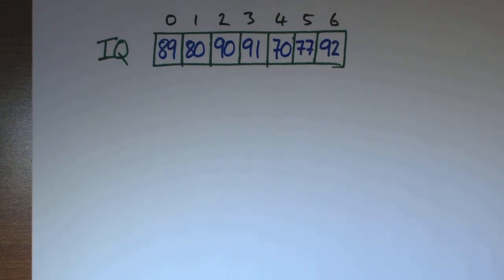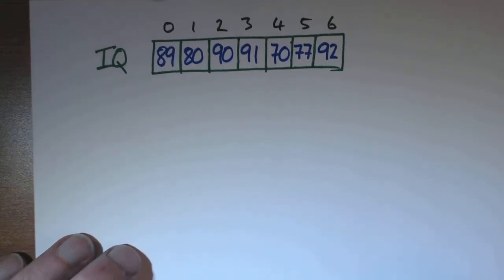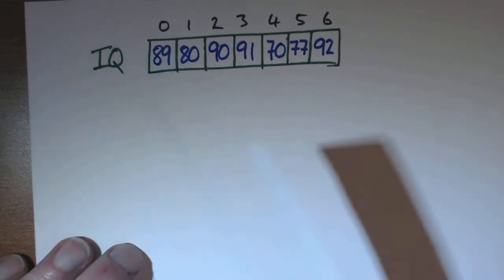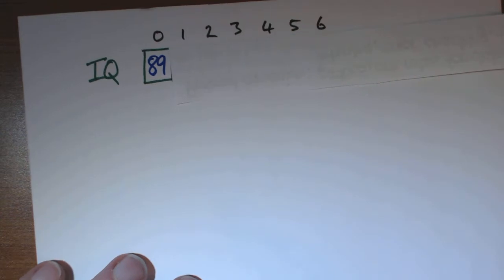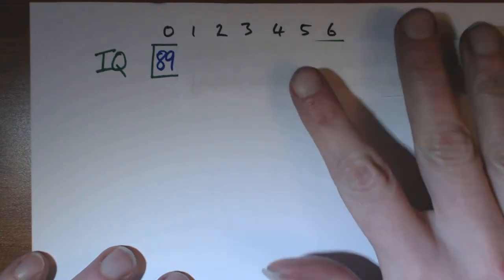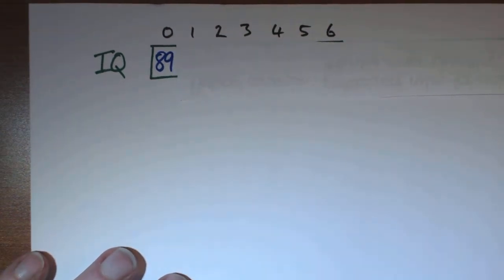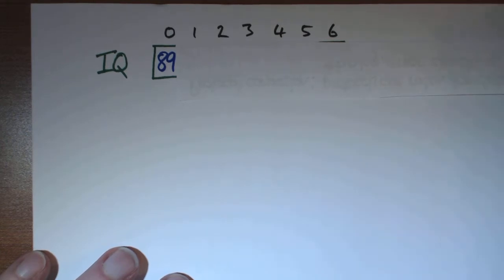So if you get a computer to look through this array, it can only look at one value at once. So what the computer does is it looks at the first value, and it's the only value it's seen, so it just says, well, that's the smallest. Okay, so right now that's the smallest IQ.